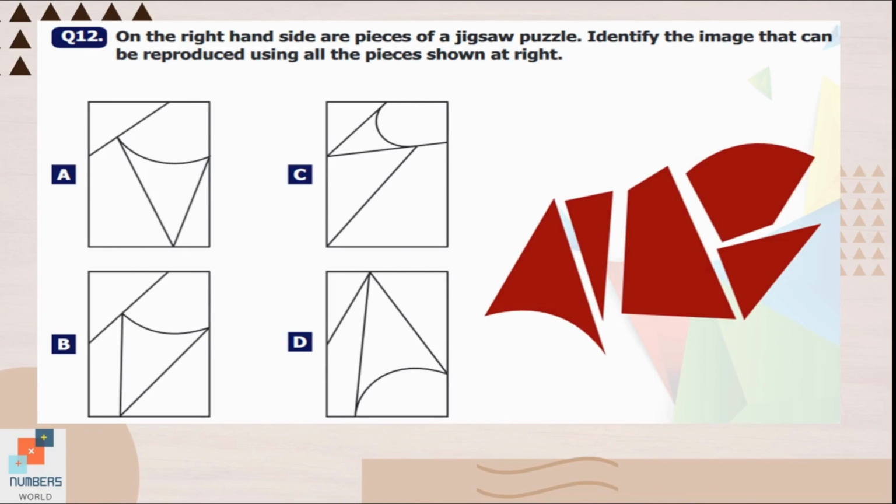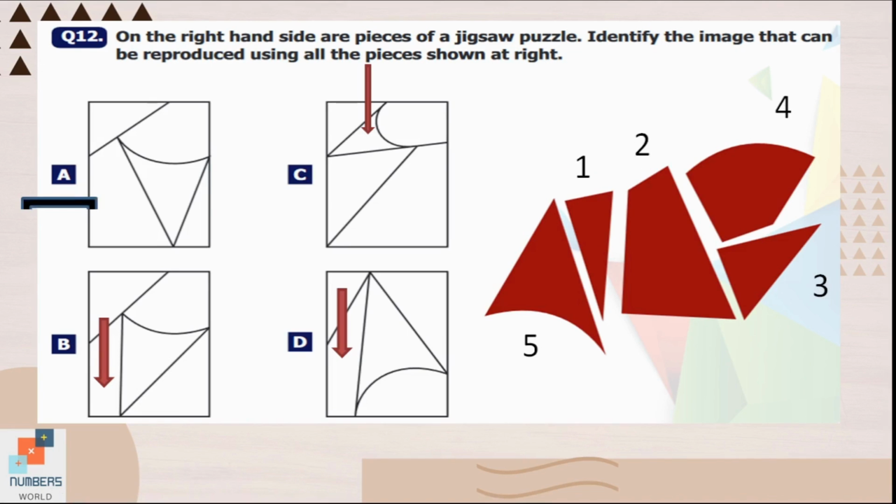Question number 12. On the right hand side are pieces of a jigsaw puzzle. Identify the image that can be reproduced using all the pieces shown at right. In option B, this puzzle piece is missing, so we cannot choose option B. Similarly, in options C and D, these puzzle pieces are also missing, so options C and D are also not selected. In option A, pieces number 1, 2, and 3 can easily fit, but we have to rotate pieces number 4 and 5 to adjust in the given image. So option A is our perfect image.